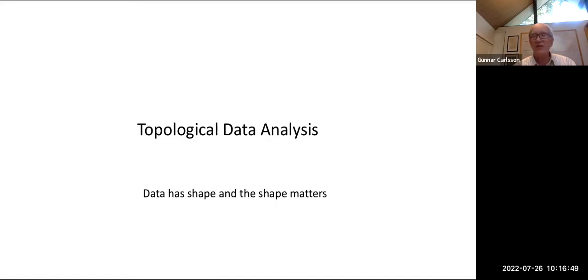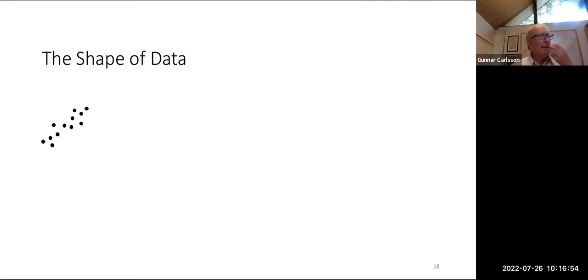Data has shape, and the shape matters is our mantra, so to speak. Let me remind you how we think of data. If I see this data set right here, I would think this looks like a line. This looks like something where linear regression works very well, and indeed it does. Linear regression is a well-established method in mathematics, statistics, and computer science, approximating data sets by lines or planes and so on. However, there are data sets for which it's not appropriate.